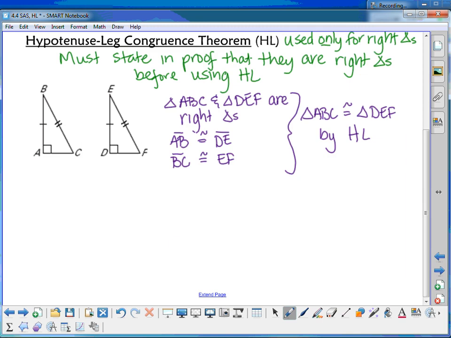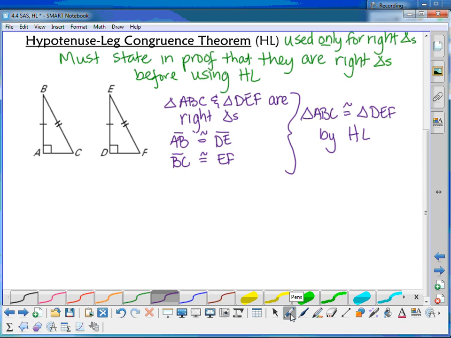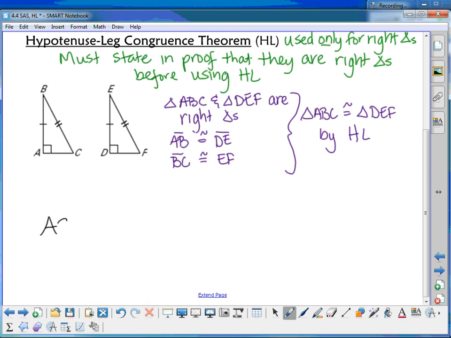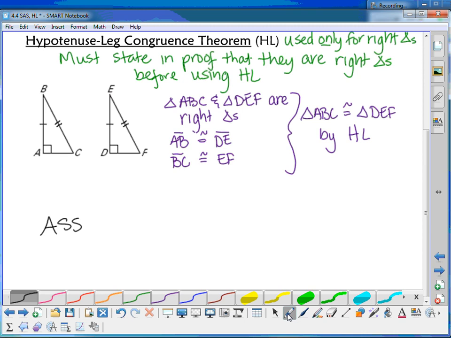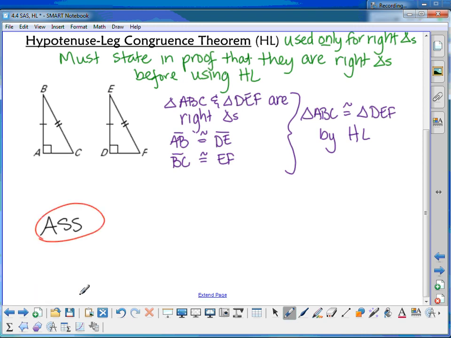Okay, so far we have side side side, side angle side, and hypotenuse-leg. One thing you should know: in geometry, there are no donkeys, so there will not be any angle side side. You cannot use that to prove triangles are congruent. No donkeys.